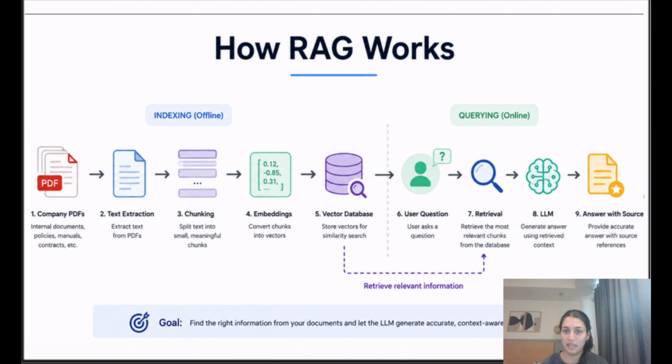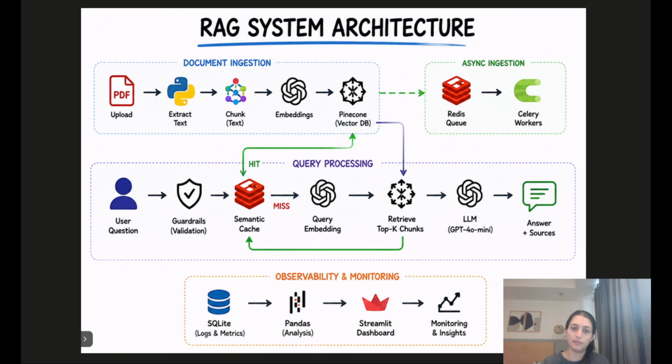Then the user comes and queries, the query embedding and the vector database embeddings are compared, chunks are retrieved, given to an LLM, and answered with a source. This is what phase 1 is going to be.